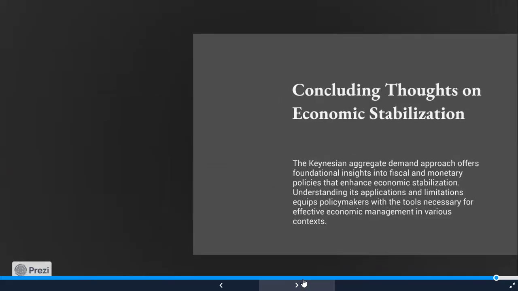Finally, concluding thoughts on this framework and economic stabilization: this Keynesian aggregate demand approach offers foundational insights into both fiscal and monetary policies that can enhance economic stabilization, and understanding its applications and limitations is important for both students and policymakers to understand how to derive a solution in order to apply effective economic management in various contexts.